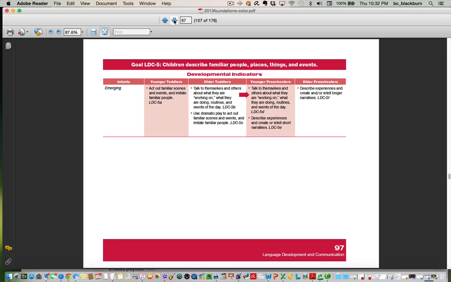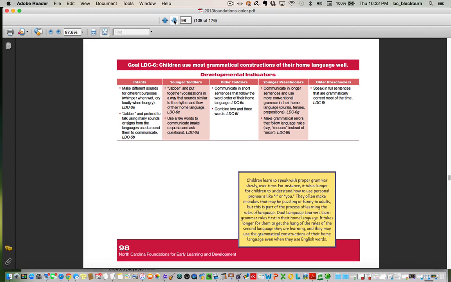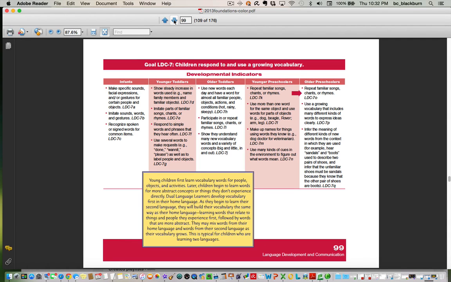Page 97 and 98 continue with that same subdomain. And 98 talks about children learning to speak with proper grammar that happens slowly over time. And then page 99, their yellow box talks a little bit about young children first learning vocabulary words that usually are for people, objects, and activities, and later then they begin to learn more about the abstract concepts. So take note of those yellow boxes you see.